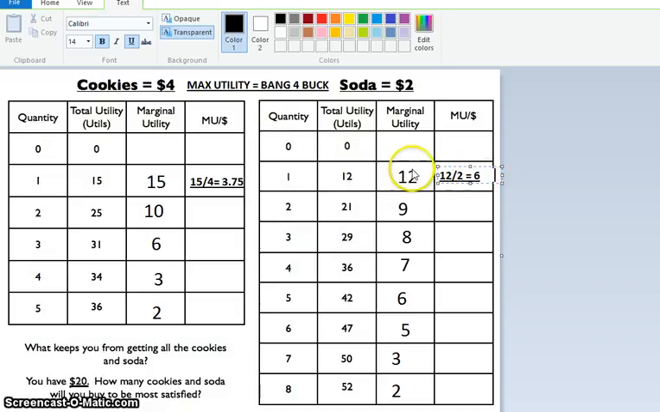If you compared this one to this one, you would notice $1 for the cookie only gets you 3 3/4 utils. So yes, you get 15 utils for that first cookie, but it cost you $4. Over here you get 12 utils, but it only cost you $2. So this is a little bit more bang for your buck. Here's what I would like you to do now. Go fill in the rest of this chart and then check back with me, okay?